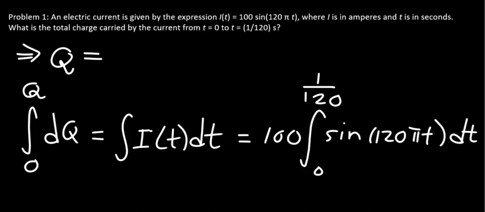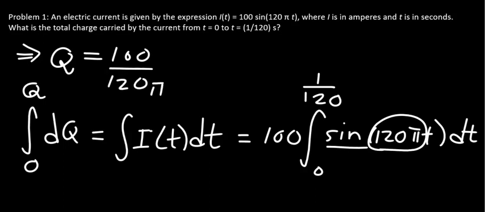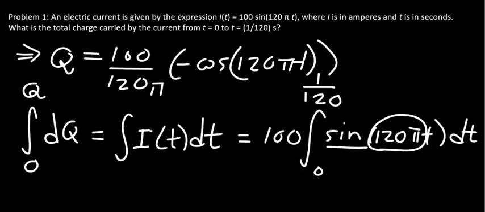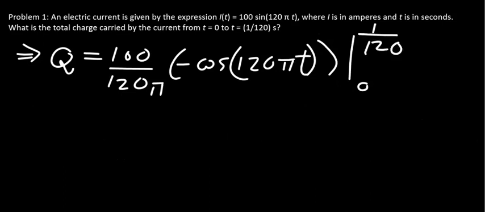And let's solve this integral now. 100, when you integrate sine function, you will have a minus cosine function. Now do not forget about the constant, so the constant will go in the denominator like that: minus cosine 120 pi t, and the limits are 0 to 1 over 120.